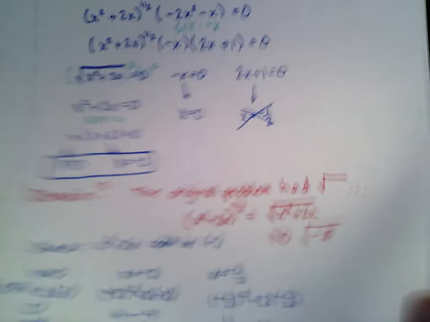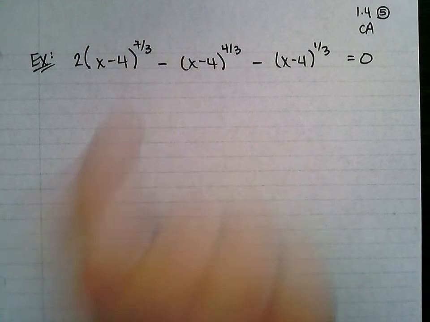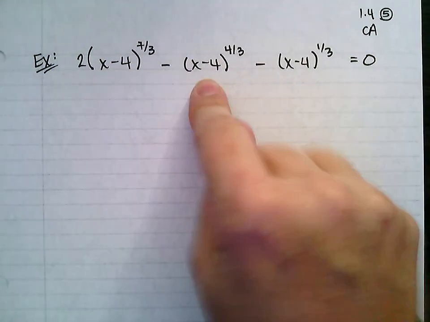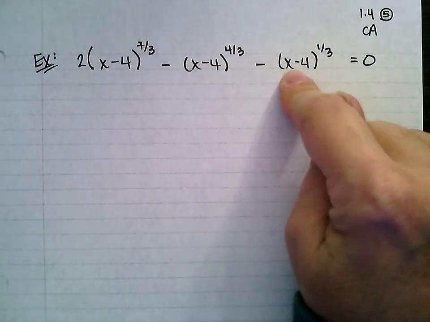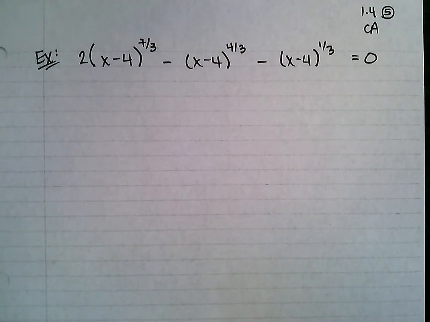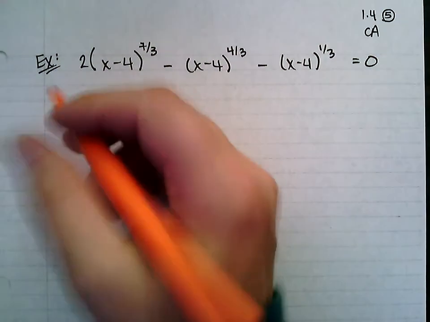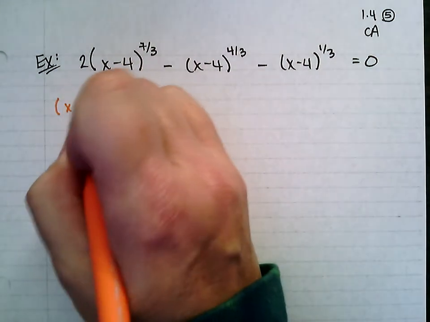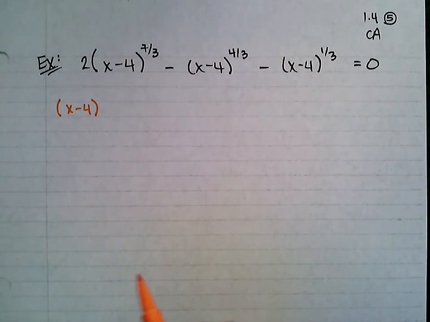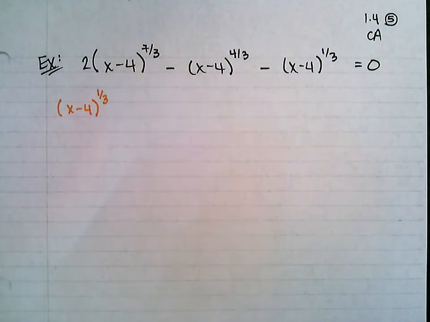Let's do another of those weirdly factorable ones, and then I'll let you go for a while. So we've got 2 times the parenthesis to the 7/3 minus the parenthesis to the 4/3 minus the parenthesis to the 1/3. So hopefully we remember from a moment ago that we are going to factor out the GCF, which is going to be the parenthesis to the lowest power we have in our problem. 7/3, 4/3, 1/3. So 1/3 is our lowest power.